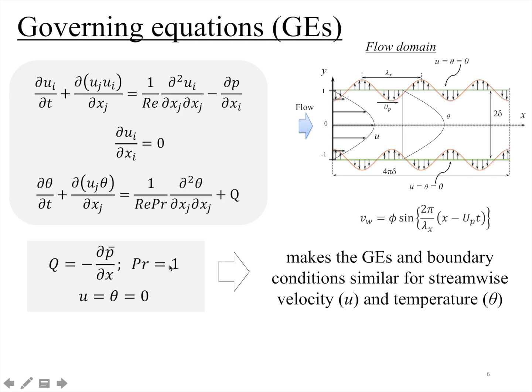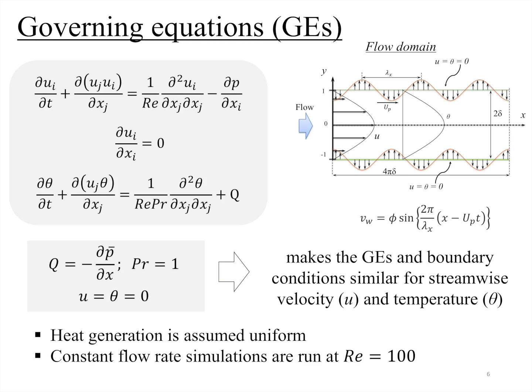We also set the Prandtl number equal to 1 so that the governing equation for streamwise velocity and temperature has a similar form. The boundary conditions for u and theta are set equal to 0 so that the boundary condition for the streamwise velocity and temperature also has a similar form. All the simulations under the present study are carried out at constant flow rate condition and at bulk Reynolds number equal to 100.